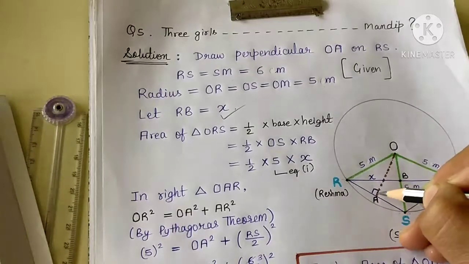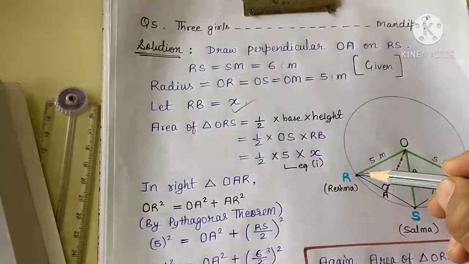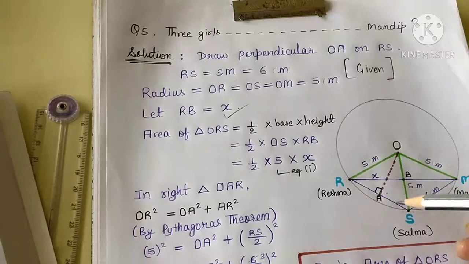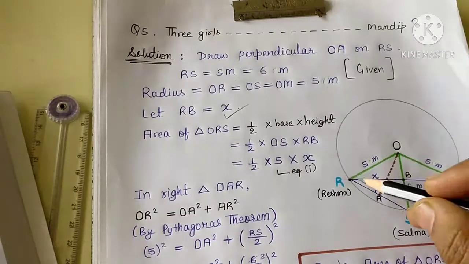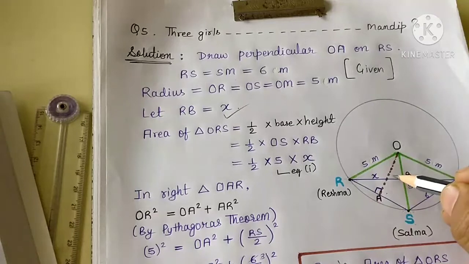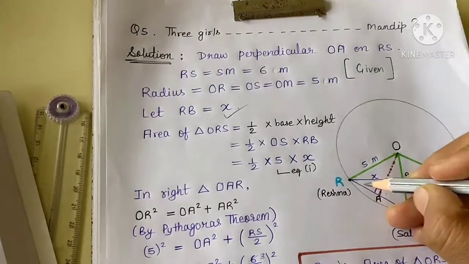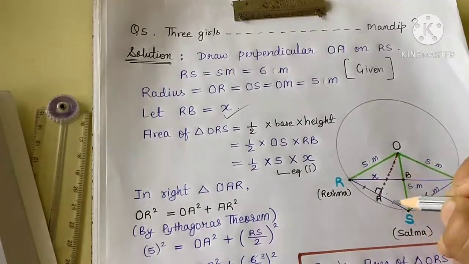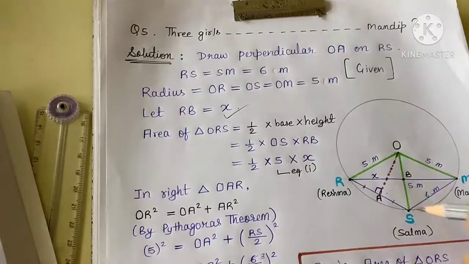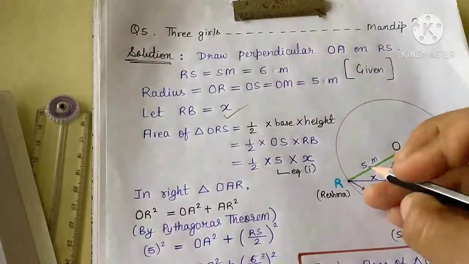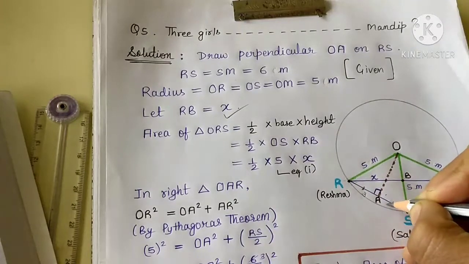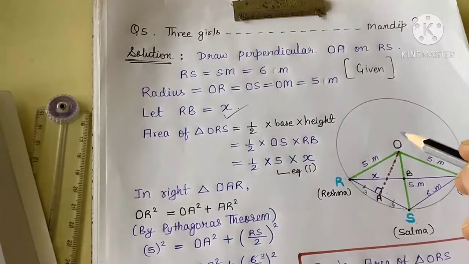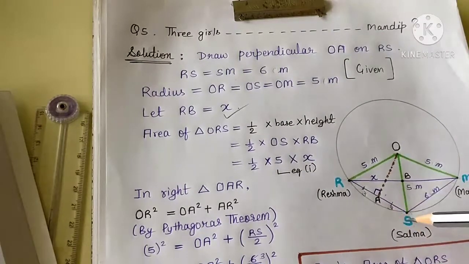That is the line OA, which is perpendicular on RS, and RS is working as a chord. So it will bisect RS into two parts according to the theorem: a perpendicular from the center to a chord bisects the chord. Therefore, RA equals SA, or AR equals AS. RS is given as 6 meter, so RA is 3 meter and SA is also 3 meter. 3 plus 3 is 6. This much is clear.